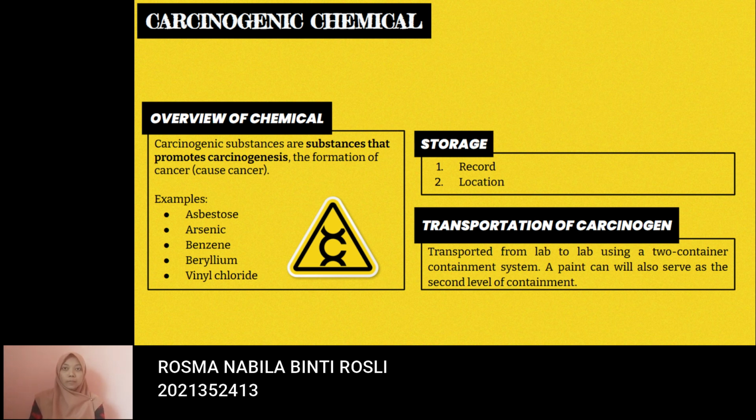Lastly, transportation of carcinogens. Carcinogens should be transported from lab to lab using a two-container containment system. A paint can will also serve as the second level of containment. Both containers should be covered to prevent a spill should they be dropped. And then, the cabinet where chemical carcinogens are being stored must be posted with a sign or label.